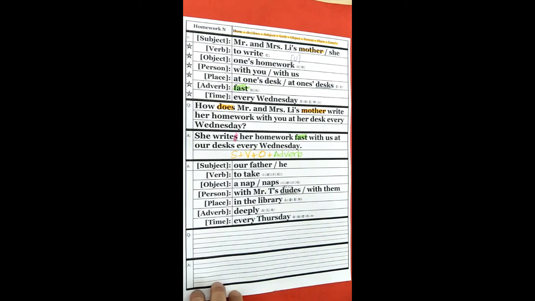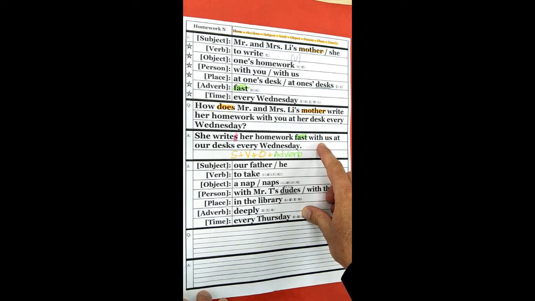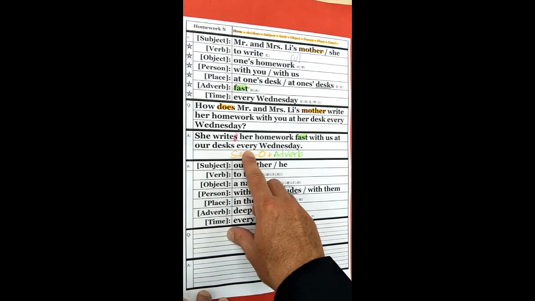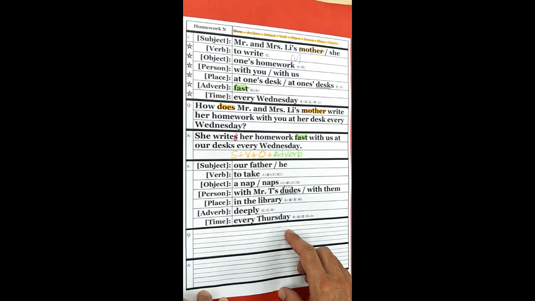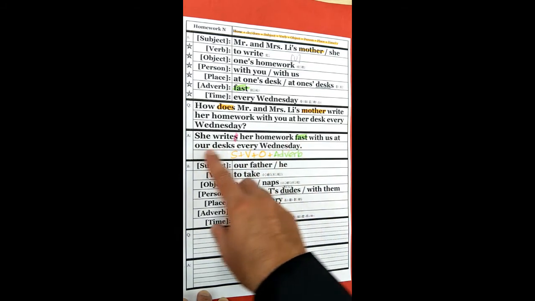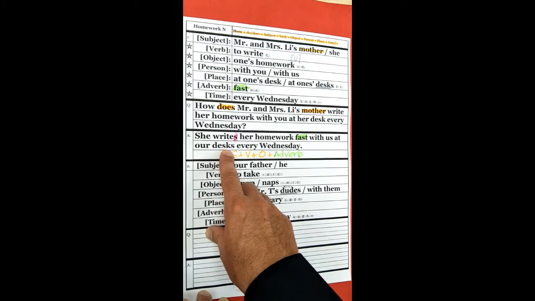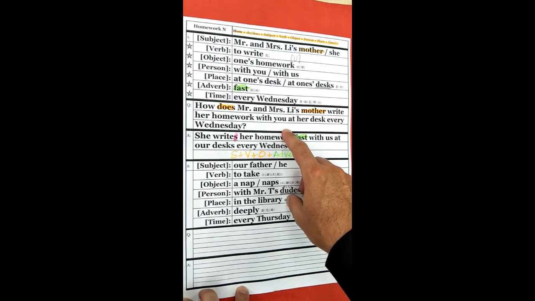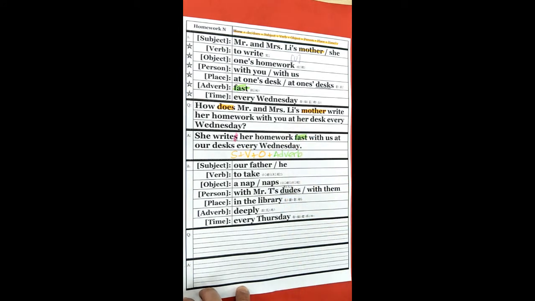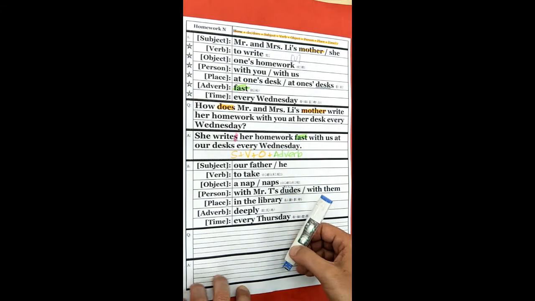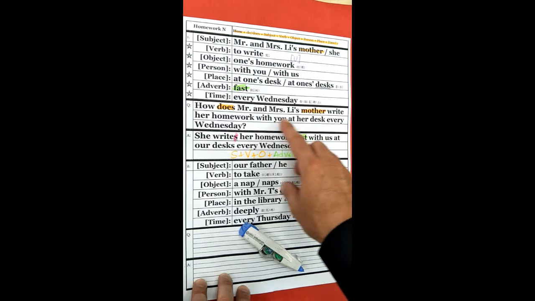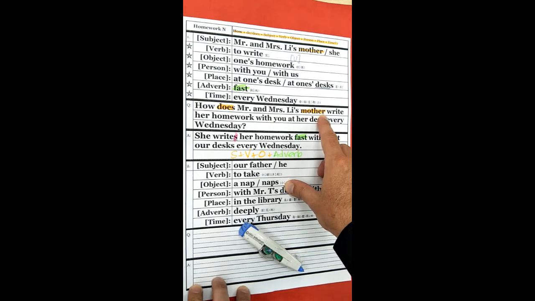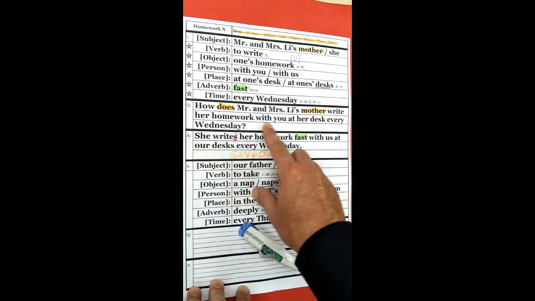She writes her homework fast with us at our desks every Wednesday. Now there's us here, so it changes to our, and there are our desks. Now, number 1, the question, we could have written this. How does Mr. and Mrs. Lee's mother write her homework with you?